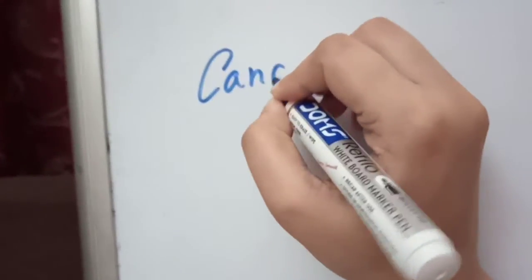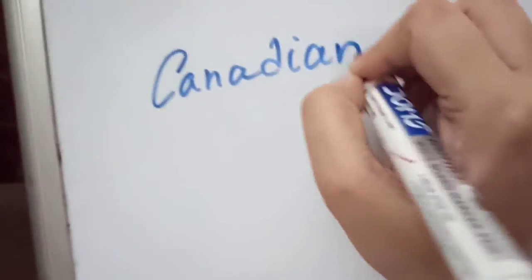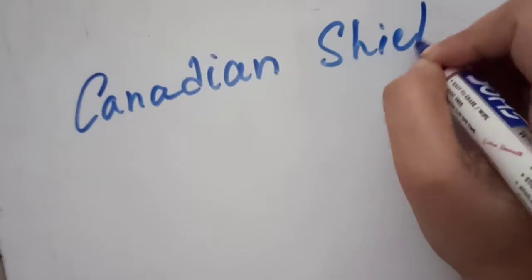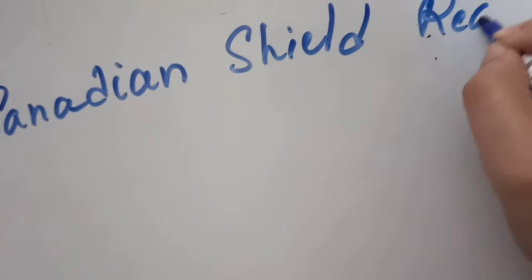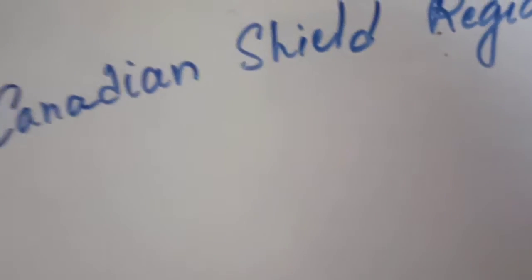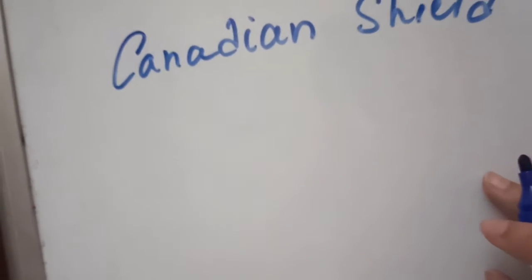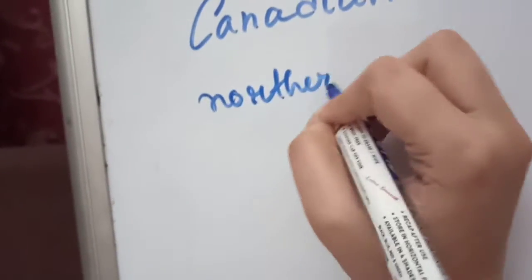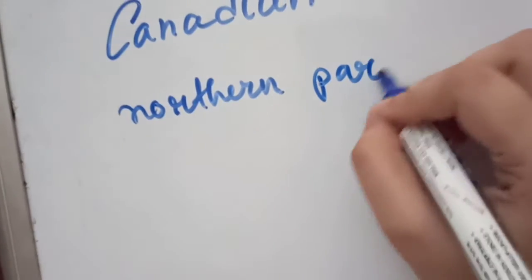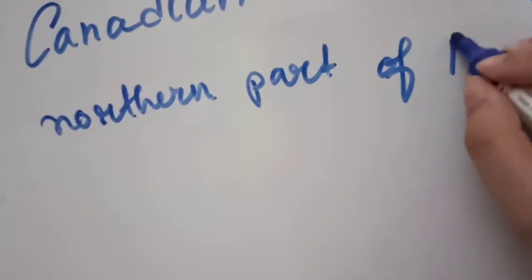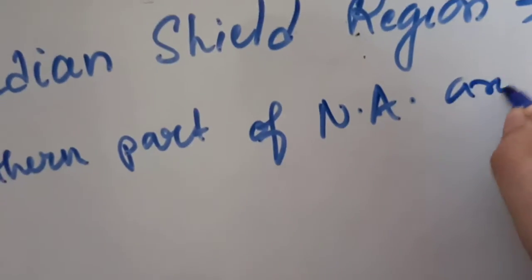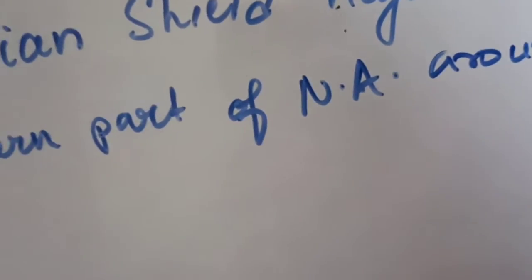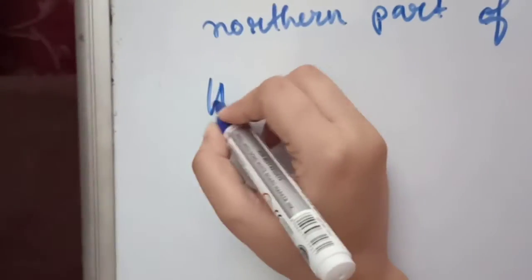In this video I am going to explain the Canadian Shield region. The Canadian Shield region is located in the northern part of North America around the Hudson Bay.